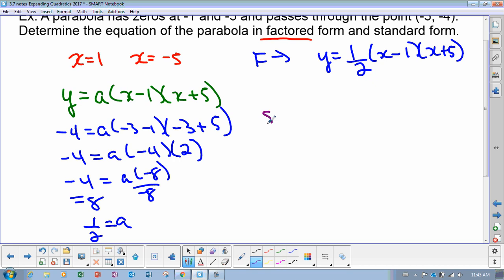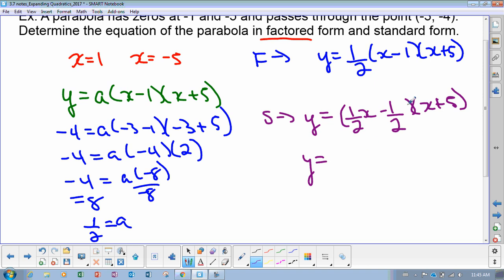To get standard form, I need to use the distributive property. So y equals, that half, I'm going to put it into the first bracket. So that becomes 1/2 x, because half multiplied by x is just 1/2 x, minus 1/2. And that x plus 5 is going to stay the same. And you're probably like, oh, fractions. How? We've got to use them. So we're going to work the same way.